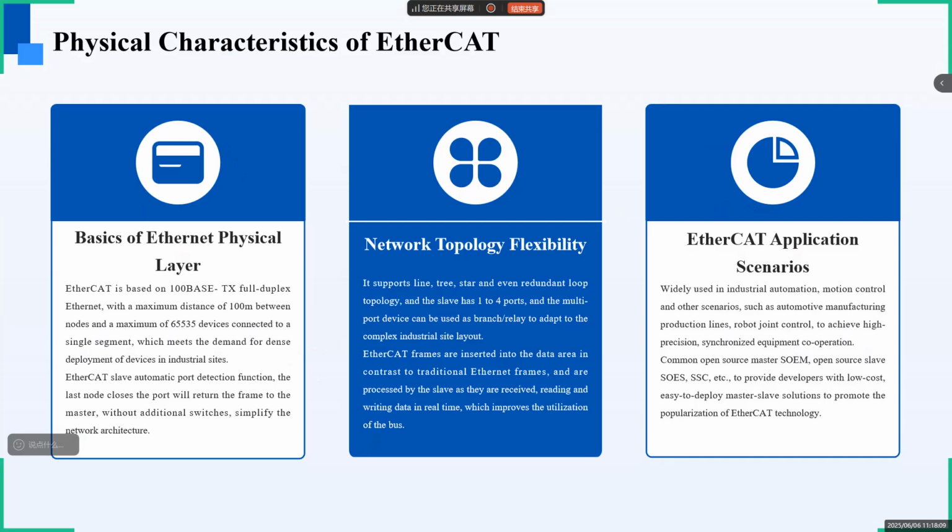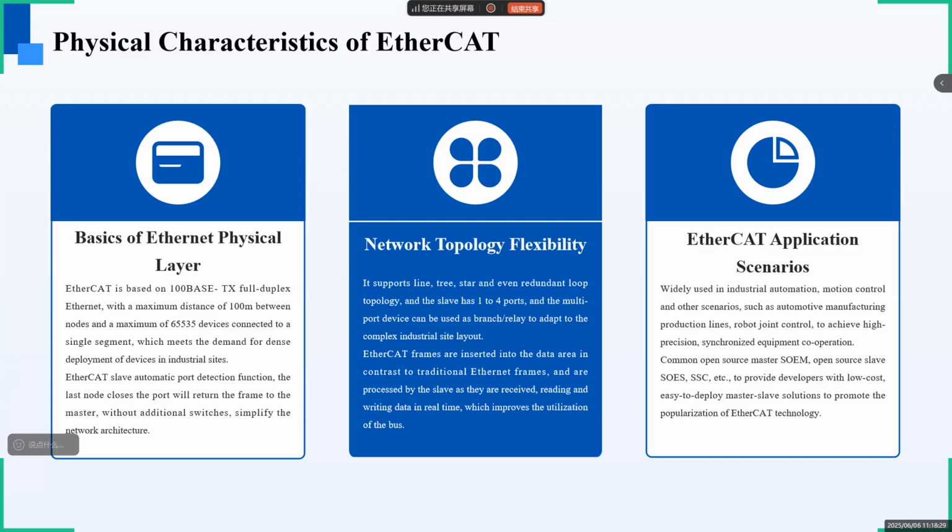Exist with 1 to 4 ports. Multi-port devices can serve as branches or hubs. Adapts to complex industrial site layouts, theoretically supporting up to 65,535 nodes. Unified support.